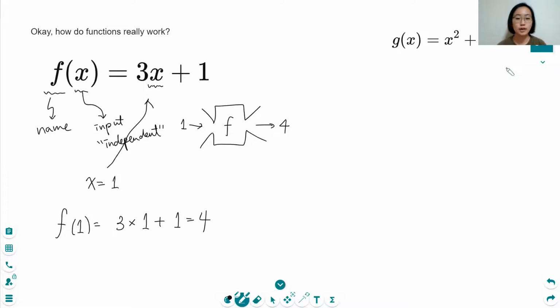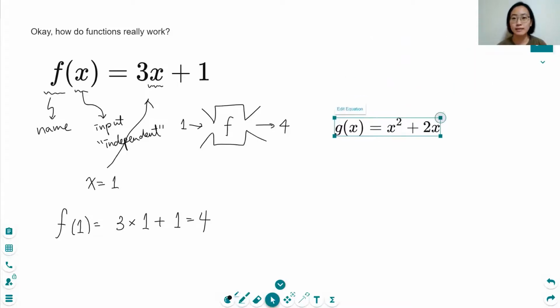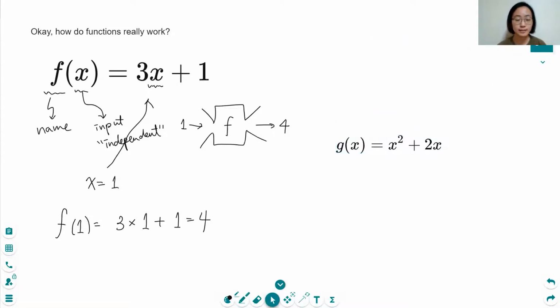Again, let's try another example. Let's say that I have this function g of x. g of x is x squared plus 2x, and we're going to evaluate g at x equals 2. In other words, I'm asking you, what is g of 2?